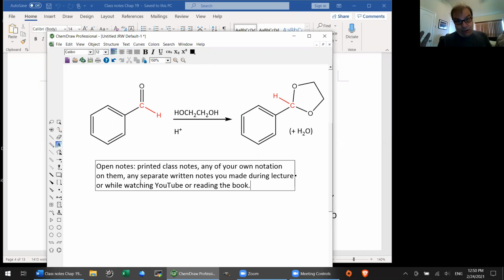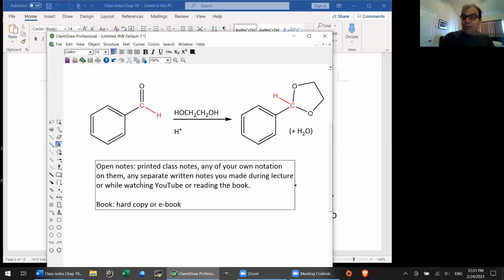Not that I think you're going to be able to look up answers directly. And I, of course, expect that everyone will work alone. Using each other as a resource is no good. In terms of the book, you can use either a hard copy or the ebook. Whichever you want to use is fine. So those are the materials that I'm intending for you to use.